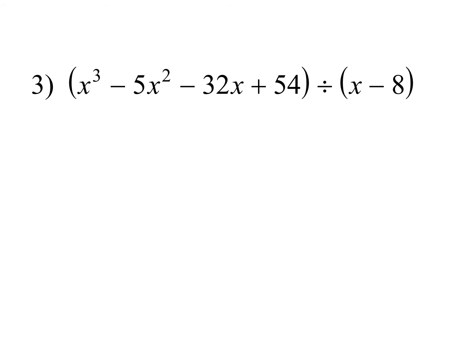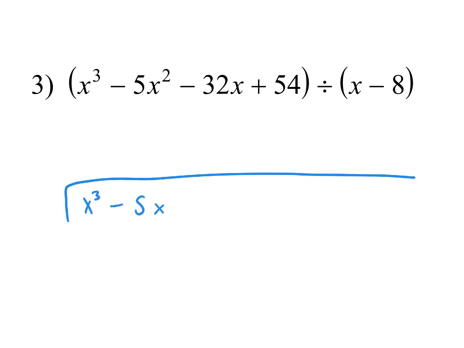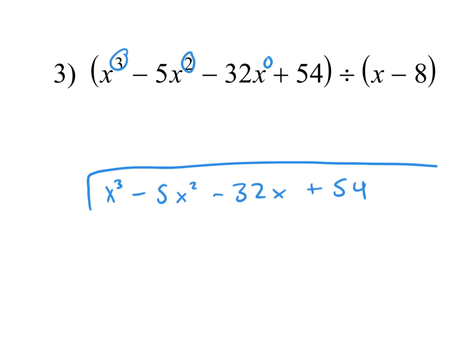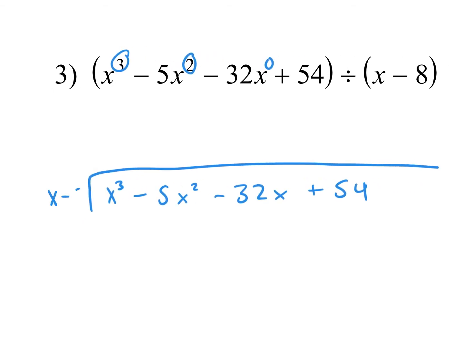So what's going to go inside the box? The first one. Always check to make sure we're not missing any variables. We have 3, 2, 1, and no x, so we're good there. And then outside I have x minus 8. So step 1 is divide. When I divide, I just take away an x. So if I have x cubed, it'll be x squared.